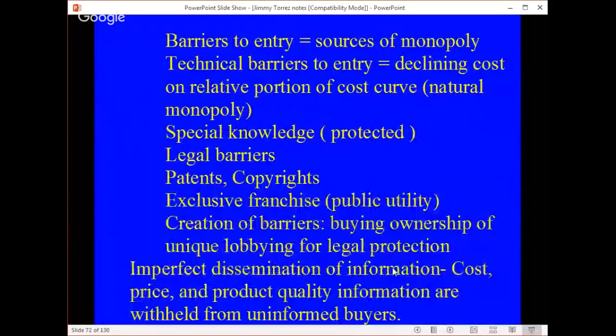The reasons might be technical. They just have some kind of knowledge that nobody else has. Maybe a declining cost technology that would make them a natural monopoly. We'll talk about that later. Legal barriers, maybe a patent or a copyright, or some kind of exclusive franchise. Maybe the government gives them the monopoly power like it does to many utilities.